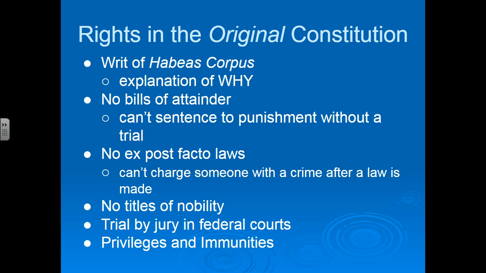You can't get a title of nobility. You were also guaranteed a trial by jury in federal courts, and you were guaranteed privileges and immunities, meaning it's kind of like the travel clause between states. So a lot of what we talk about in the Bill of Rights was already in the original Constitution in a couple of different ways.